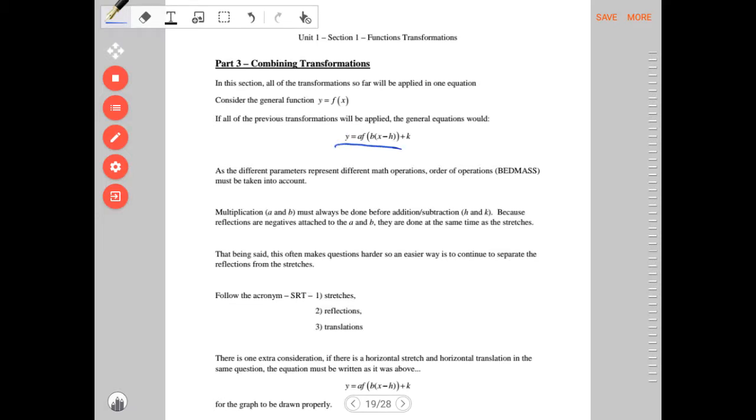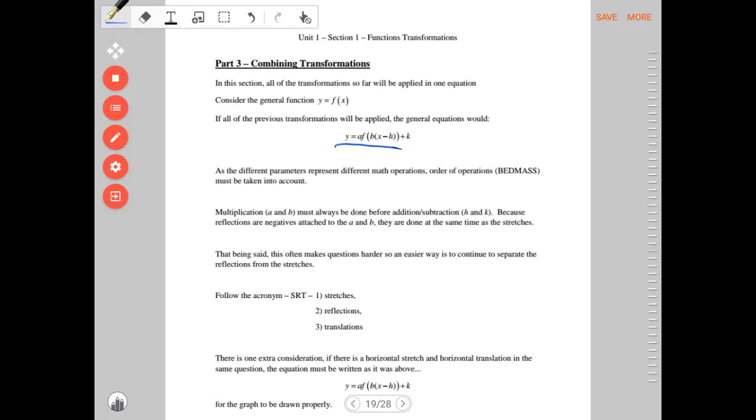Remember, a is the vertical stretch, b is the horizontal stretch, h is the horizontal slide, and k is the vertical slide. As the different parameters represent different math operations, the order of operations, or BEDMAS, has to be taken into account. Remember, multiplication, so a and b, must always be done before addition and subtraction, the h and the k.